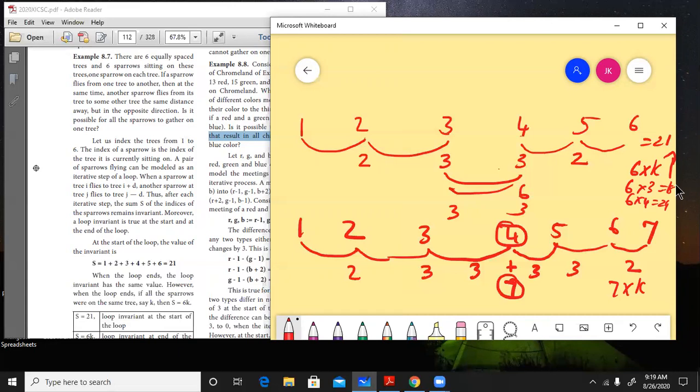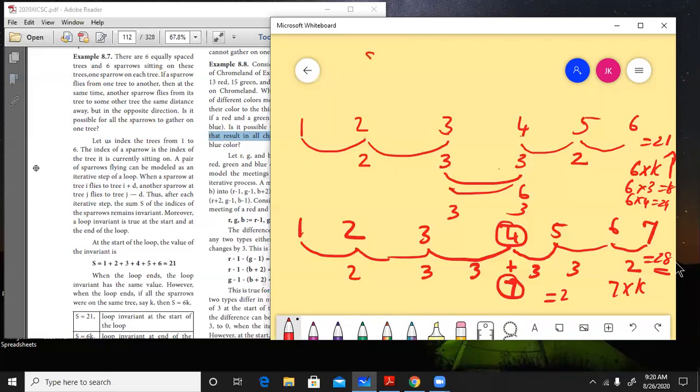Whereas when you take 7 sparrows, wherever they are going to assemble, whether in the middle or wherever we travel and sit, it is going to be a multiple of 7. 7 into 1, 7. 7 into 2, 14. 7 into 3, 21. 7 into 4 is going to be equal to 28. What is my sum? 1 plus 2, 3, 3 plus 3, 6, 6 plus 4, 10, 10 plus 5, 15, 15 plus 6, 21. Here the sum is equal to 28, which is also a multiple of 7. So in that case, it is possible for my 7 sparrows to assemble on one tree.